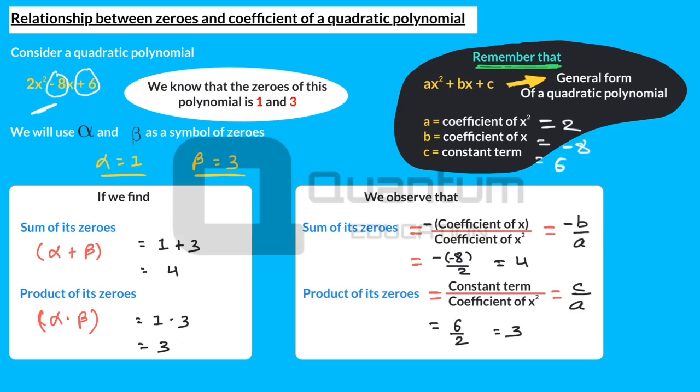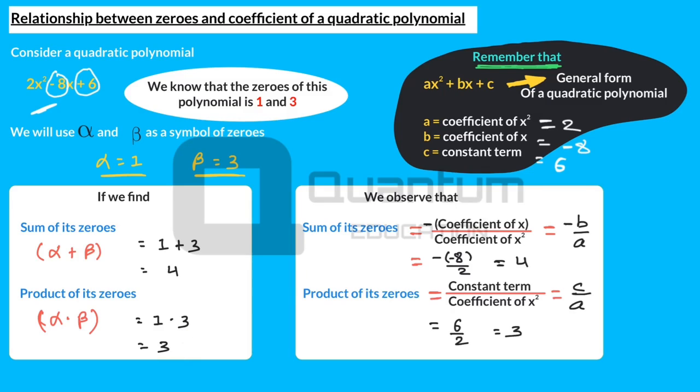Okay, so if we find the sum of its zeros, that means alpha plus beta, the value of alpha is 1, so 1 plus 3 will be 4. So this is the sum of these zeros. Now the product of its zeros, that means alpha into beta, 1 into 3 will be 3.